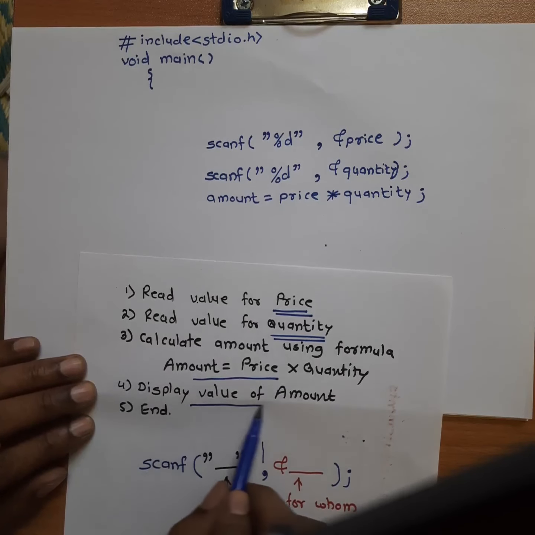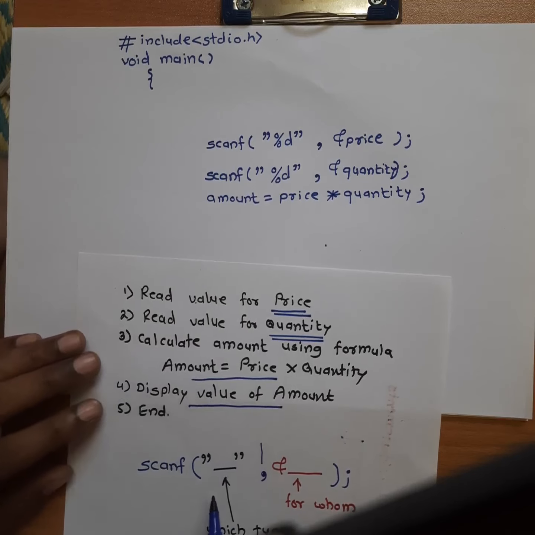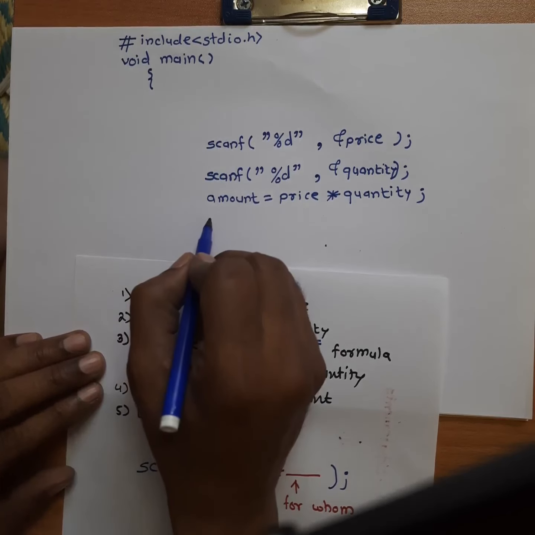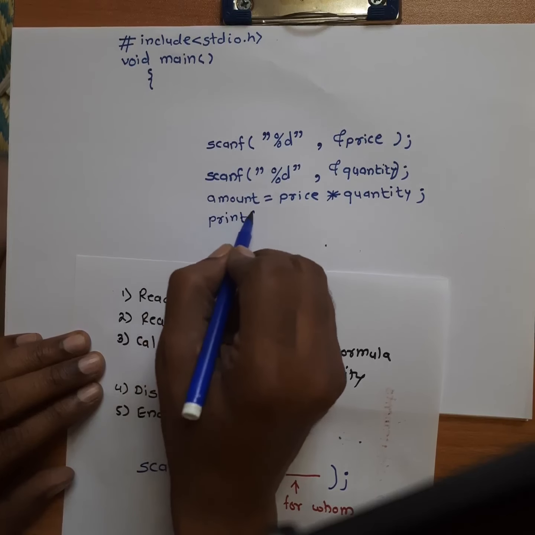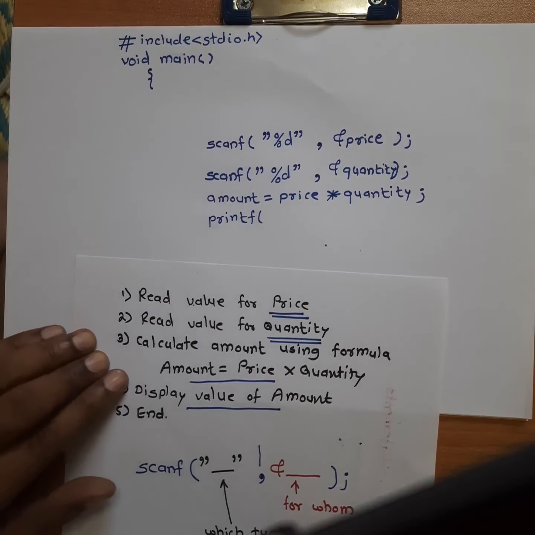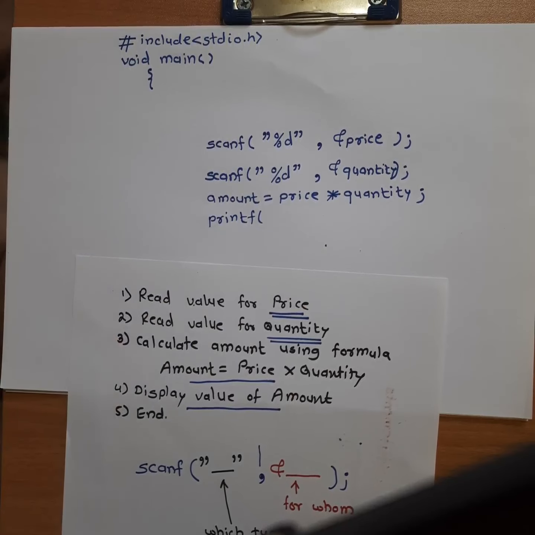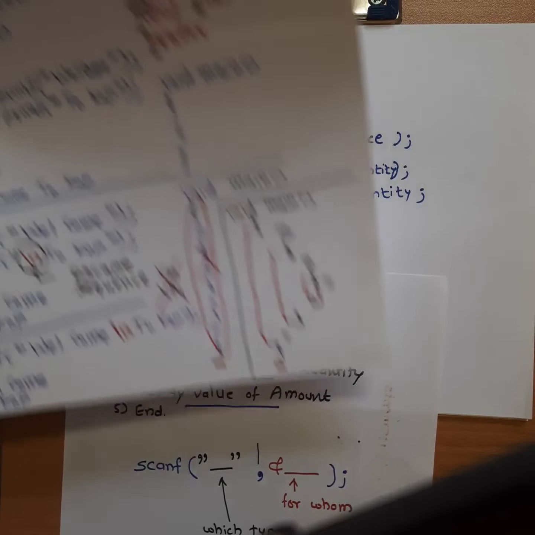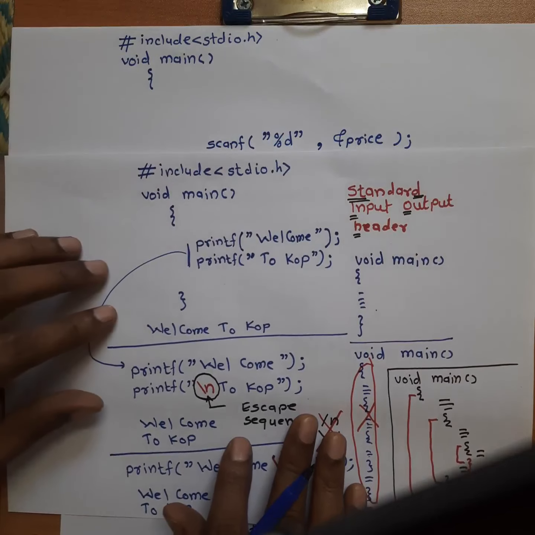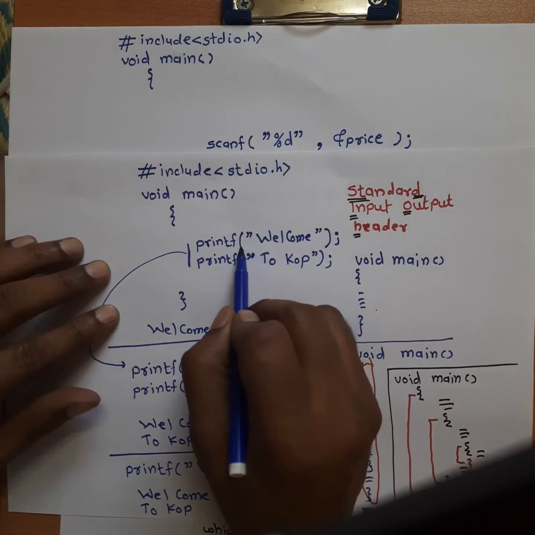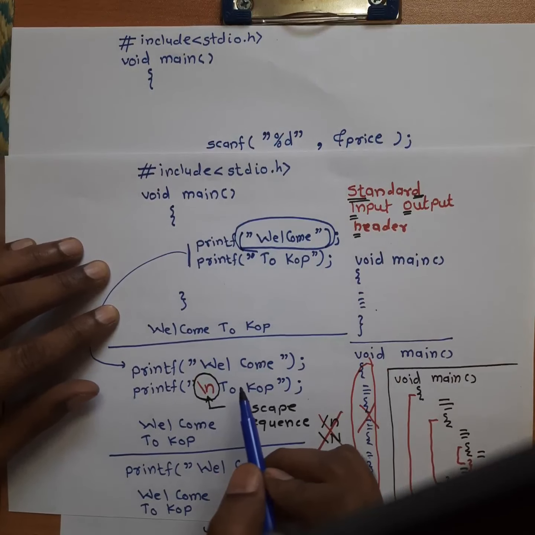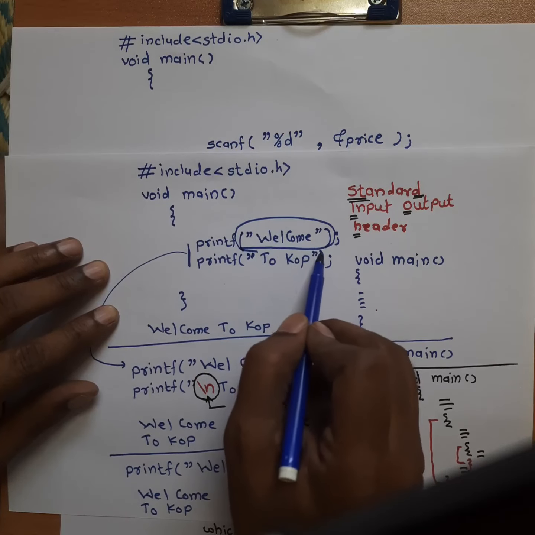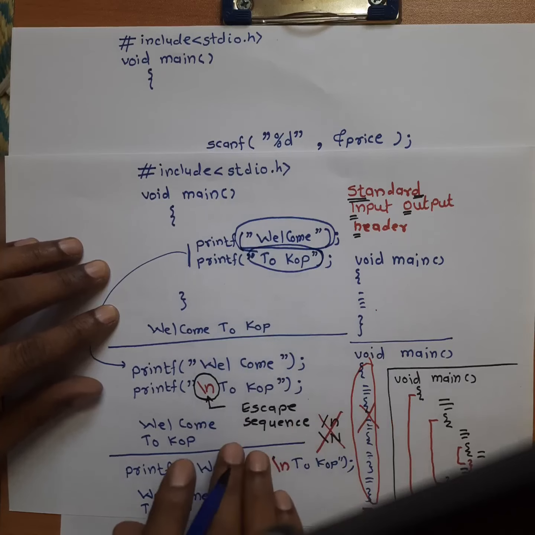Now the next statement is display value of amount. To display any information, we take help of a printf statement. The printf statement is used to display the information. Now, like in the previous example, we have used a printf statement. Whatever information is present in double quotes, your compiler or your computer will display that information as it is. So here it will display welcome, here it will display Kolhapur.